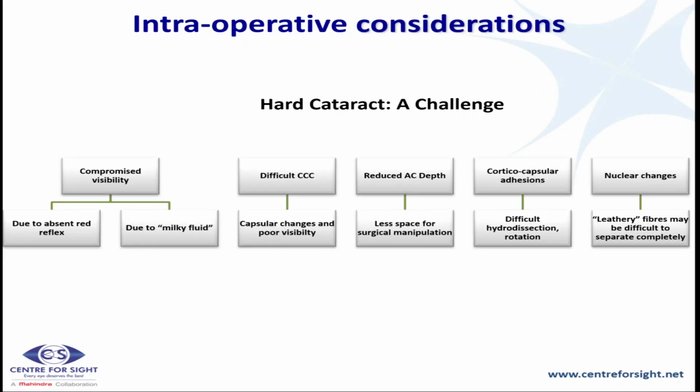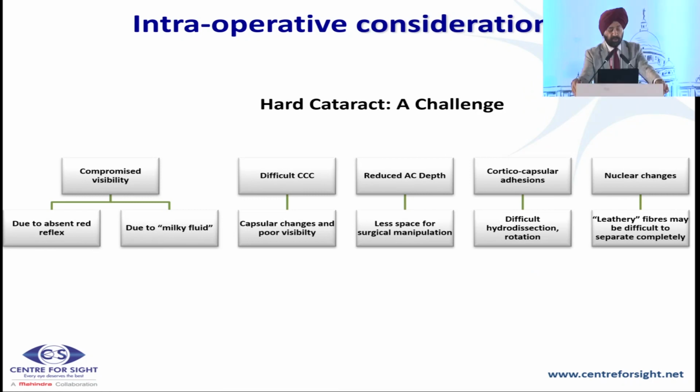Now, why is hard cataract a challenge? The hard cataract is a challenge because often they have bad corneas. There is a whiteness with a hard cataract, and you don't get a red reflex. There could be milky fluid, so you have compromised visibility. Second, there could be associated fibrosis, so difficulty in doing a capsular access. Capsular changes and poor visibility can be overcome to a large extent by using trypan blue.